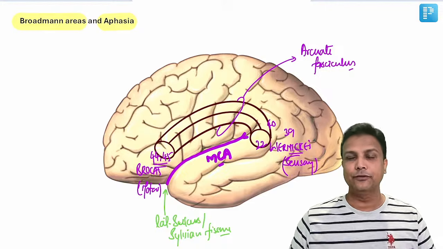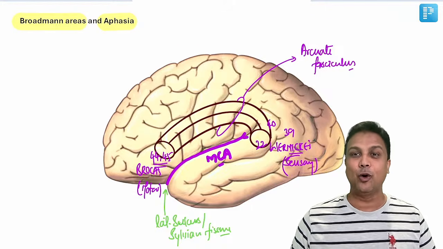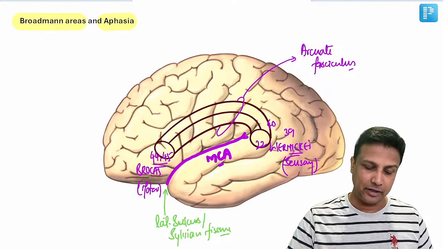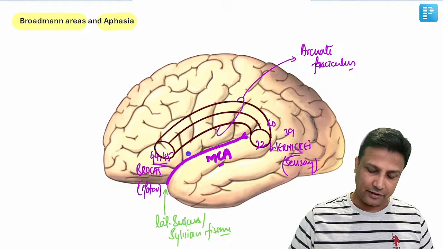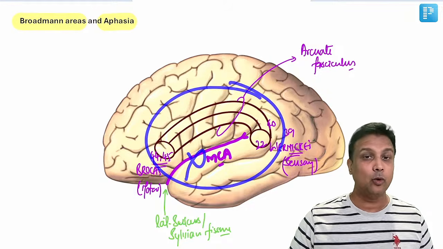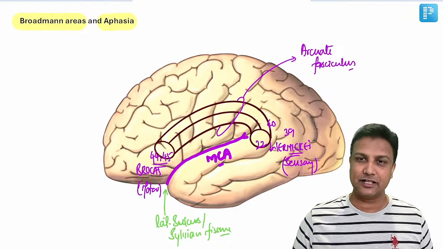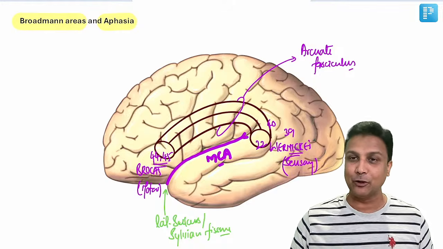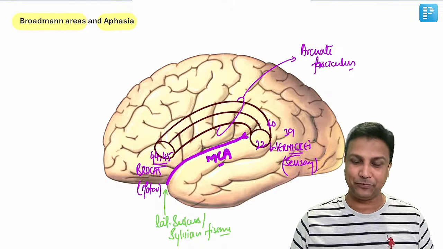And if there is a stroke of this middle cerebral artery, of course, it will lead to what? Aphasia. Even this artery, you have to remember. If there is a stroke of this artery, then the blood supply to this area will be lost. It will lead to the speech disorder, that is aphasia. I hope there is a crystal clear concept here.